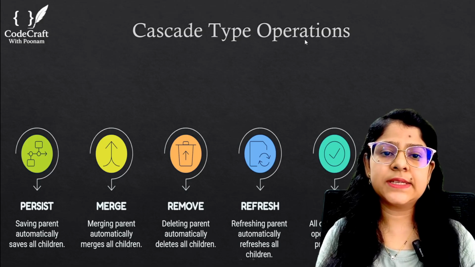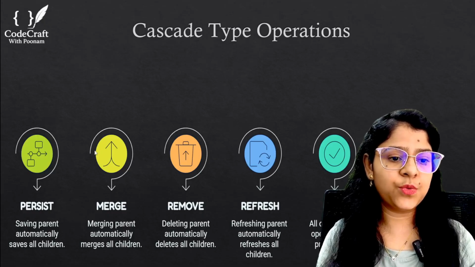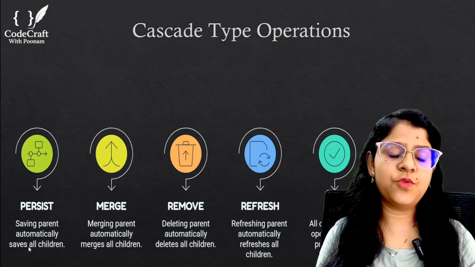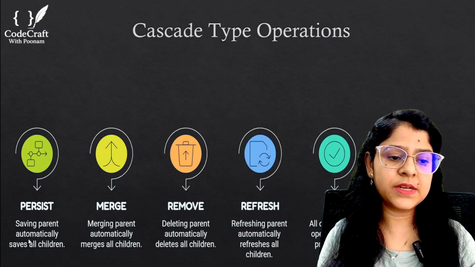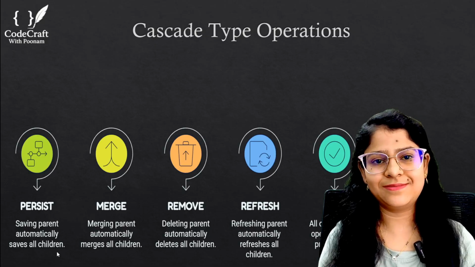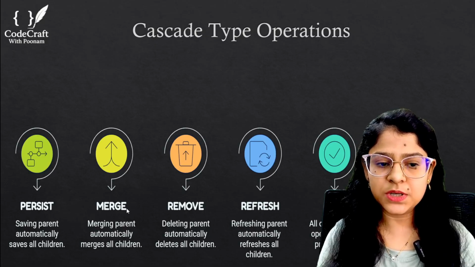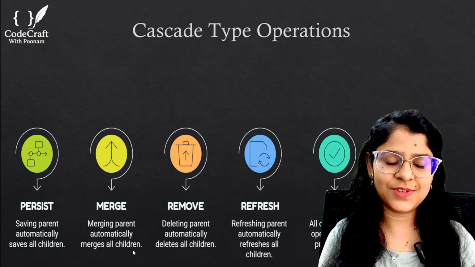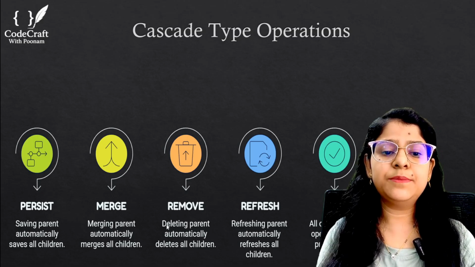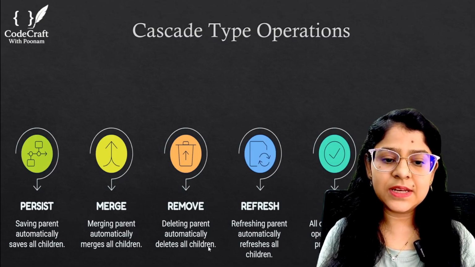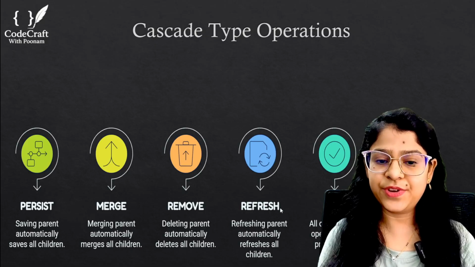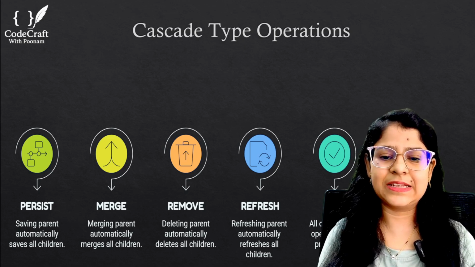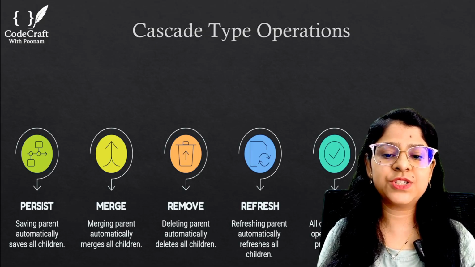Now coming to Cascade type operations. In cascade we have persist, merge, remove, refresh, and all. What do we mean by persist? It means saving the parent automatically saves all children. Merge means merging the parent automatically merges all children. Remove means deleting the parent automatically deletes all children. Refresh means refreshing the parent automatically refreshes all children. And all means all of the above operations are propagated.